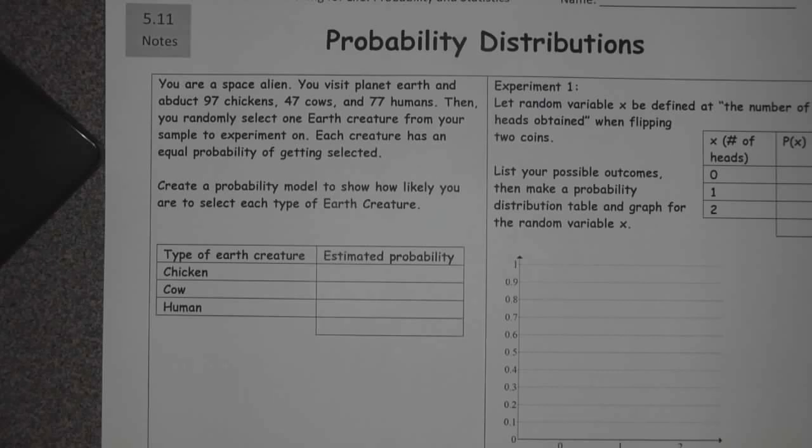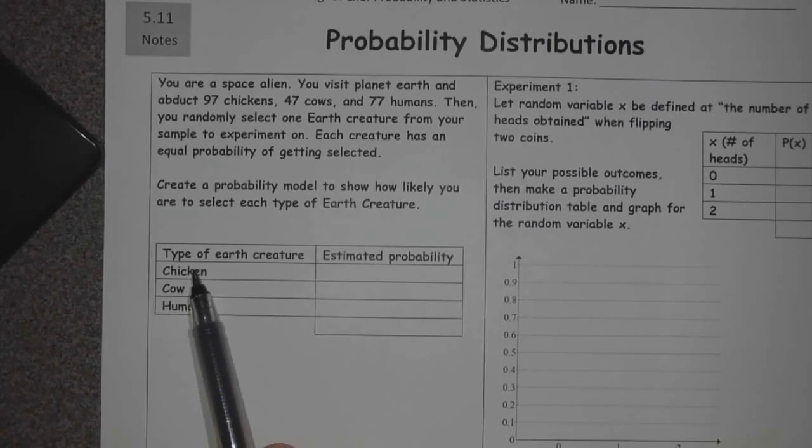It says, you are a space alien. You visit planet Earth and you abduct 97 chickens, 47 cows, and 77 humans. Then you randomly select one Earth creature from your sample to experiment on. Each creature has an equal probability of getting selected. Create a probability model to show how likely you are to select each type of Earth creature. So if anything, this is an interesting example, right? So we're going to find the probabilities of each one of those things happening.